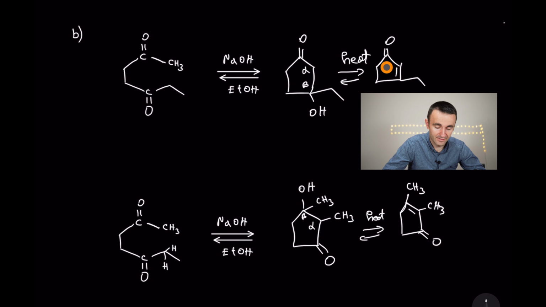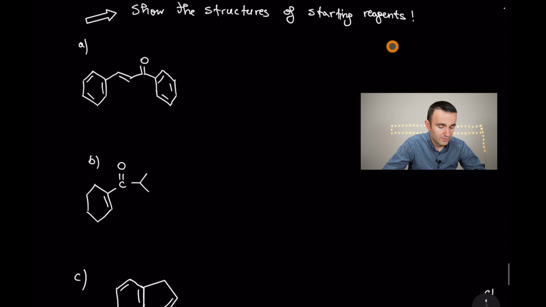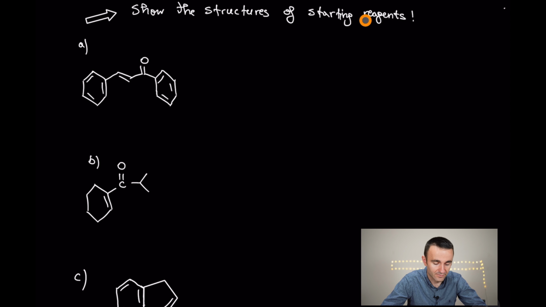Okay, hope you understand up until now. Your brain, I know how it's working now. Okay, let's do more practice. Show the structures of the starting reagents. Here looks like we have a mixture.